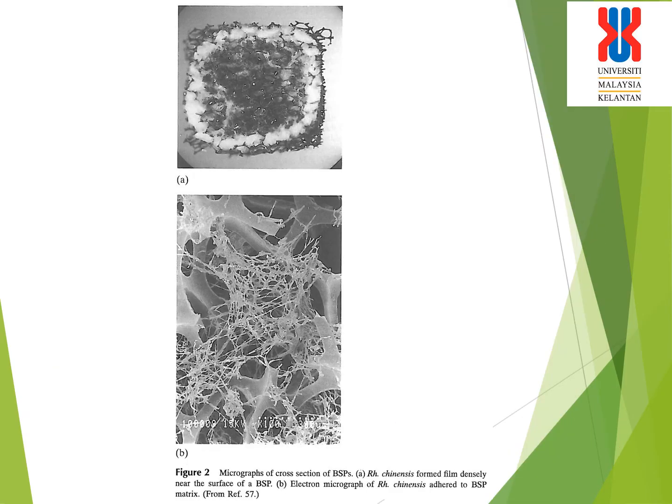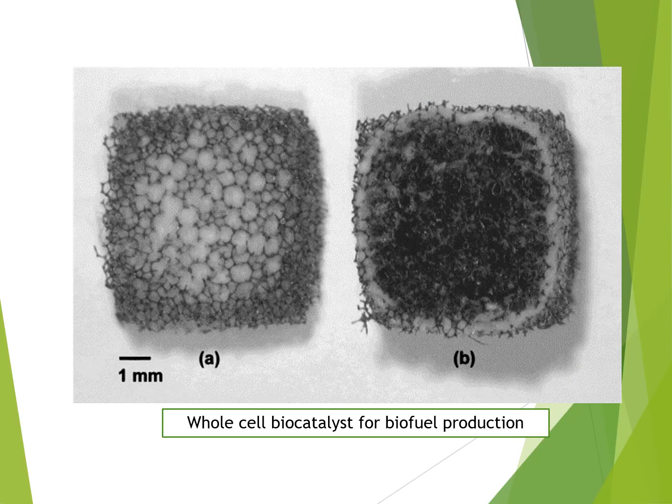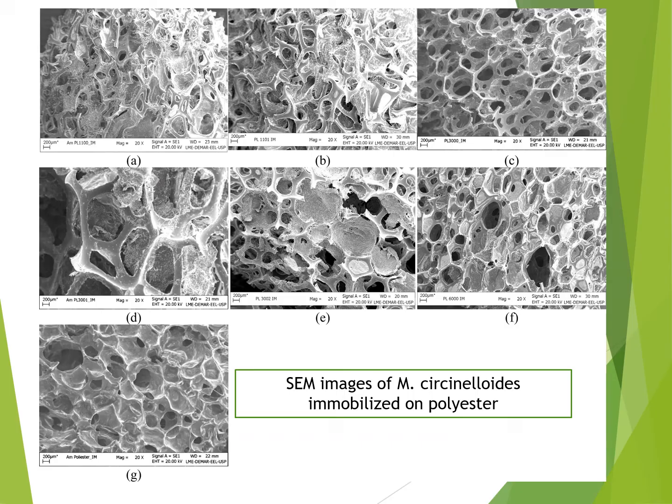So this is an example of colonization. You can see that the dark ones are the cells colonized on the white support material. Same goes to here. This is an example of bacteria that form a dense film on the surface of the support. This is more examples of biocatalysts for biofuel production. You can see lots of enzymes here attached to the support. Here as well.